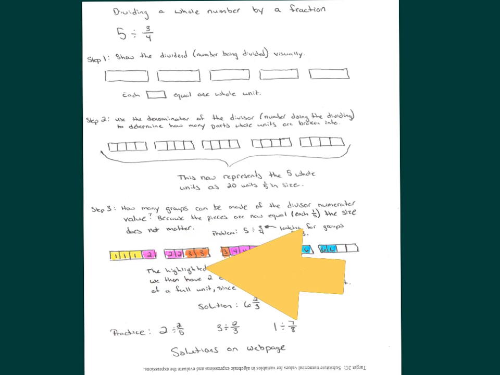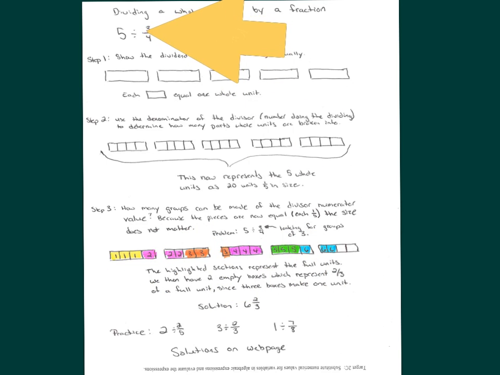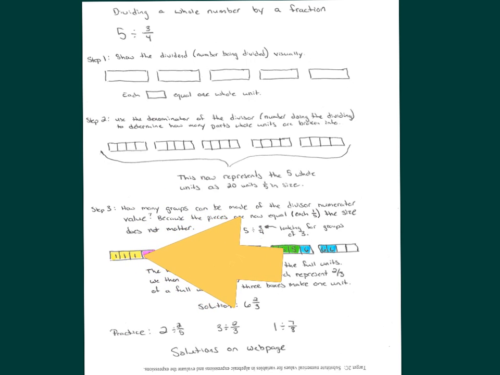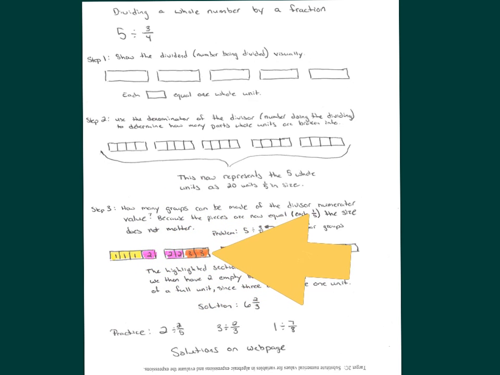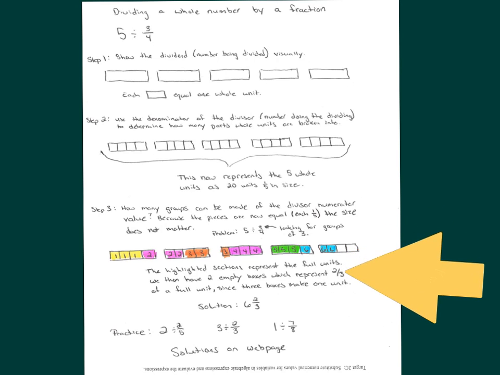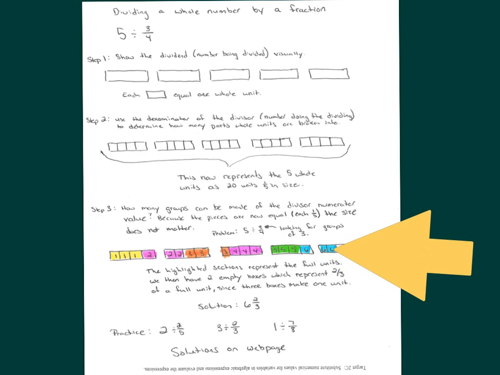So when I look at my groups of 3, I want to know how many groups of 3 I can make. I've highlighted and numbered as well. Each highlighted color represents one full group of 3, and you can see that I have 6 full groups of 3. And then we end up with these 2 extra boxes. Those 2 extra represent 2/3 of another full set, since I have 1, 2, 3 boxes that make up one group.